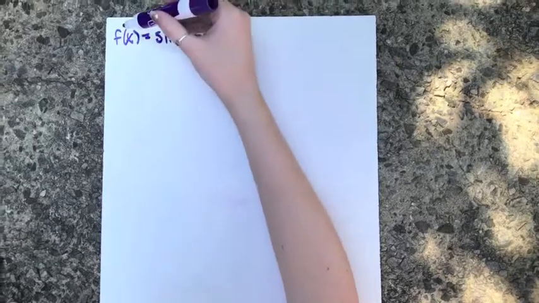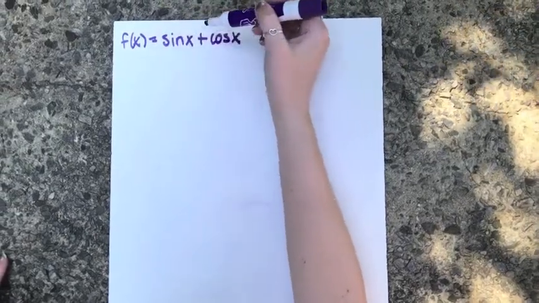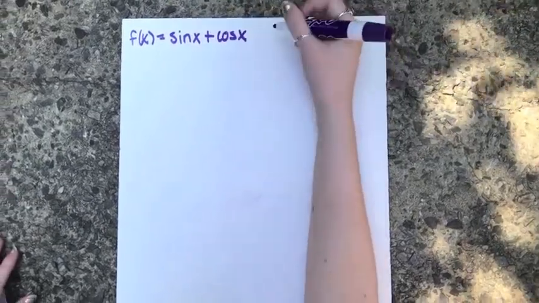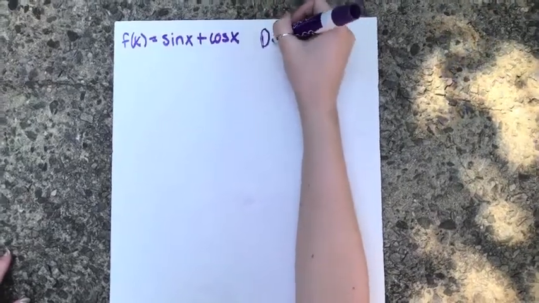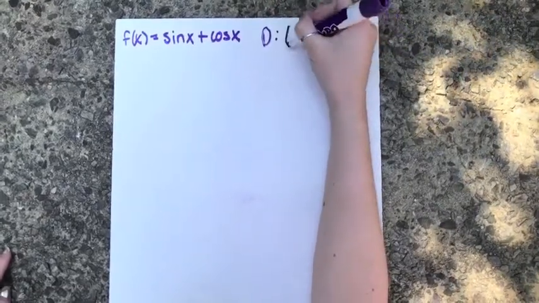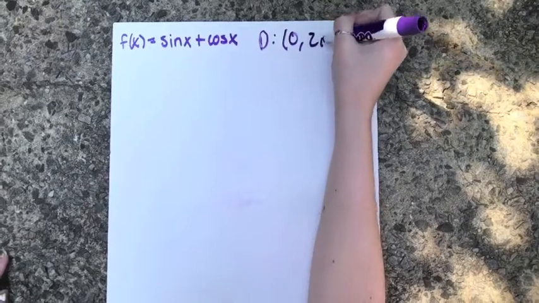Our first example is f of x equals sine x plus cosine x. The first thing you need to do is state the domain. Since this is a trigonometric function, the domain is 0 to 2 pi.